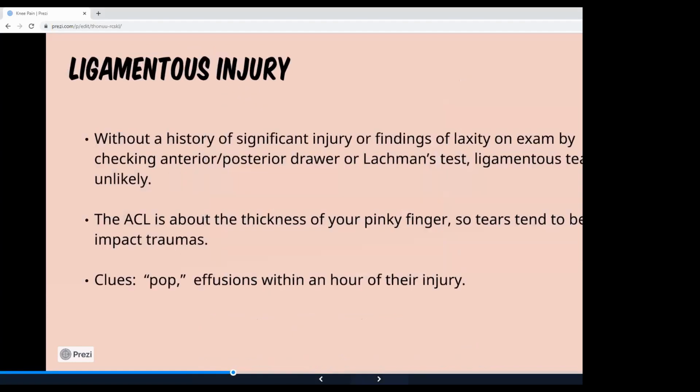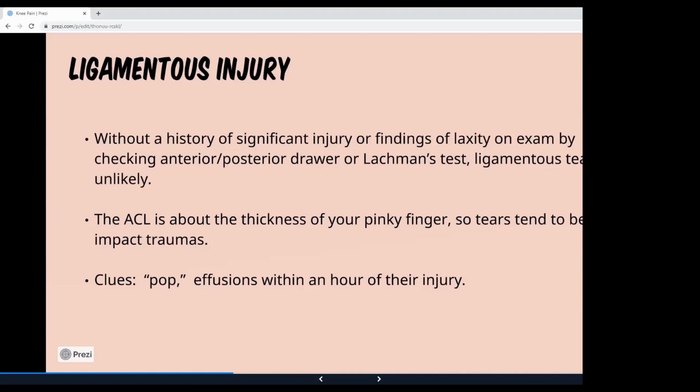Now, let's see if I can move to the next. Like I said before, it's easier to identify these patients. You have to know that the knee ligaments are about the same length and the same diameter as the patient's pinky finger. So it's quite difficult to tear a ligament unless you have substantial trauma. Now, a patient that has knee pain but has had no trauma is likely not to have an acute ligamentous injury, but maybe know what happened in the past.